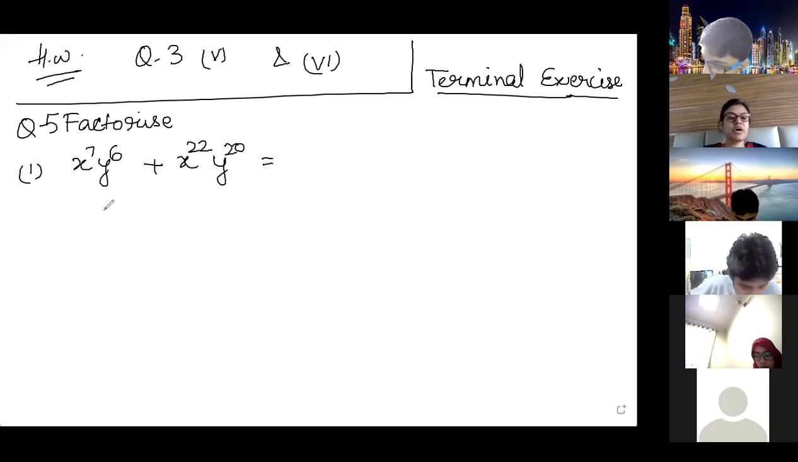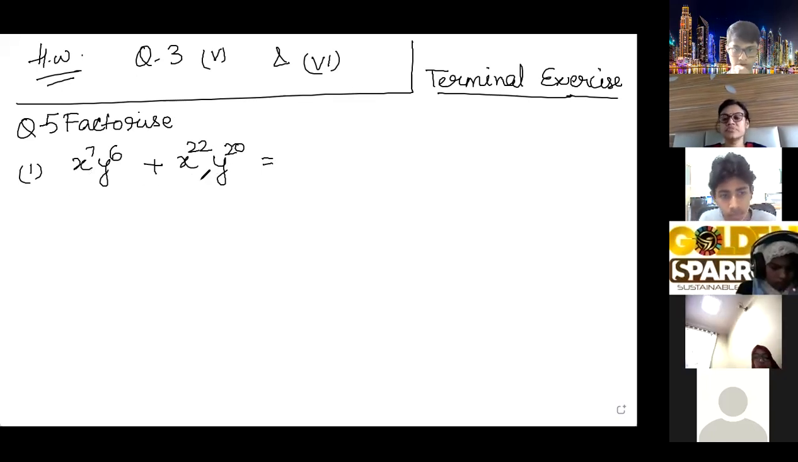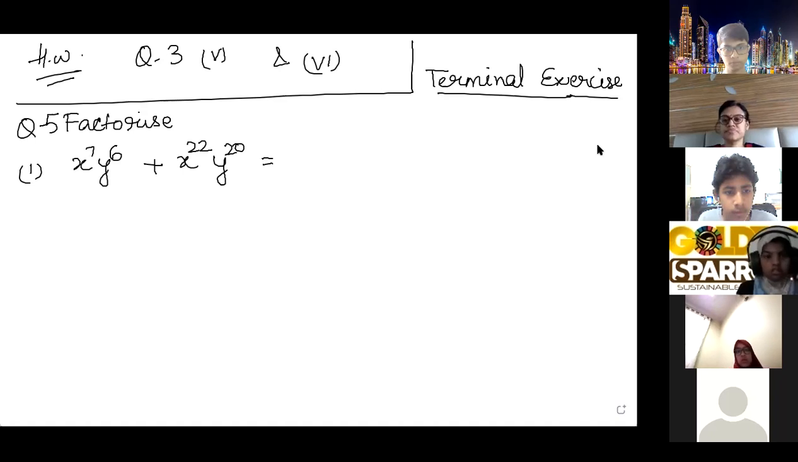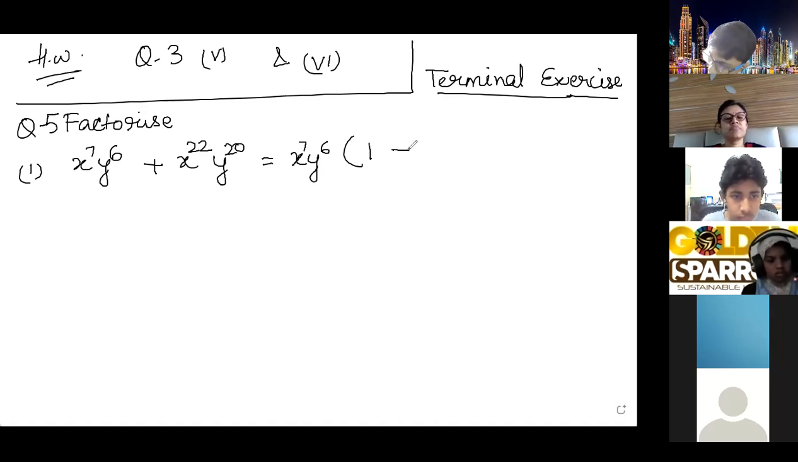Okay. Tell me, how will we do this? Muazzam, how will we do this? Factorize is there. This is the simplest factorization. Ma'am, you can take out common. Yes. Emma, tell me, what will I take out common? What power of x and y? You can take x raised to 7 common and y raised to 6 common. So what is there in the bracket? 1 plus x raised to how much? You will have to subtract 22 minus 7. 15.